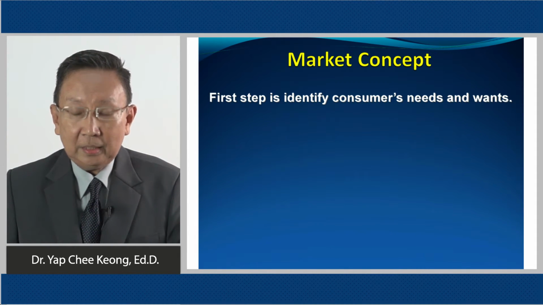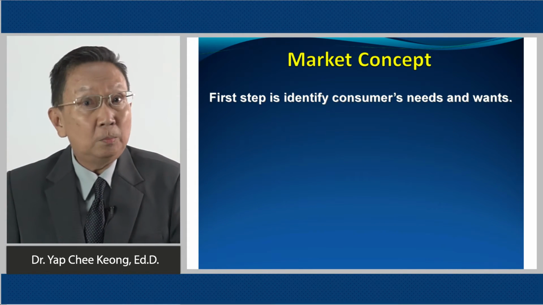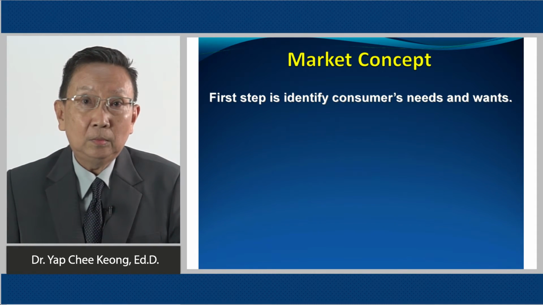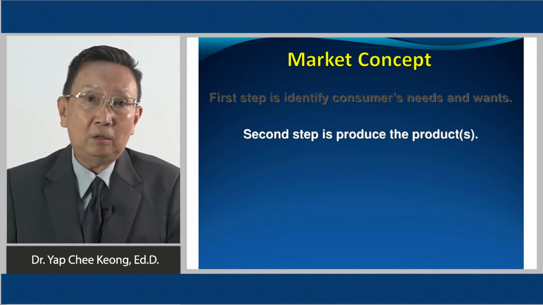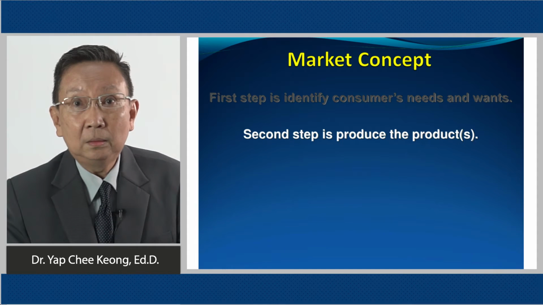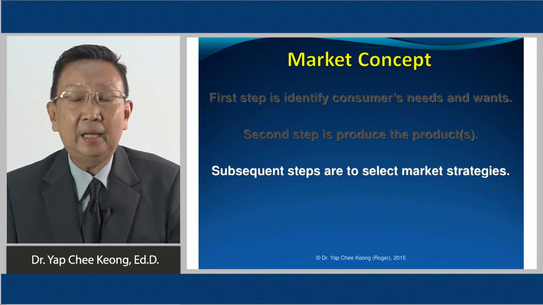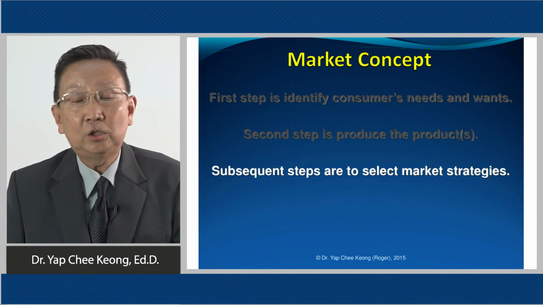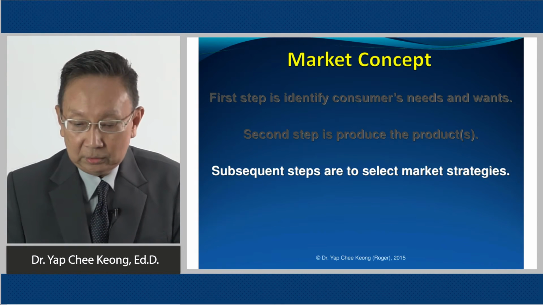The first step in a market concept is to identify consumers' needs and wants through market research, asking questions about what the consumer wants or does not want. The second step is to produce the product or services that the consumer wants through market research activities. The subsequent steps are then to select the relevant market strategies, such as through social media and consumer-to-consumer market strategies.